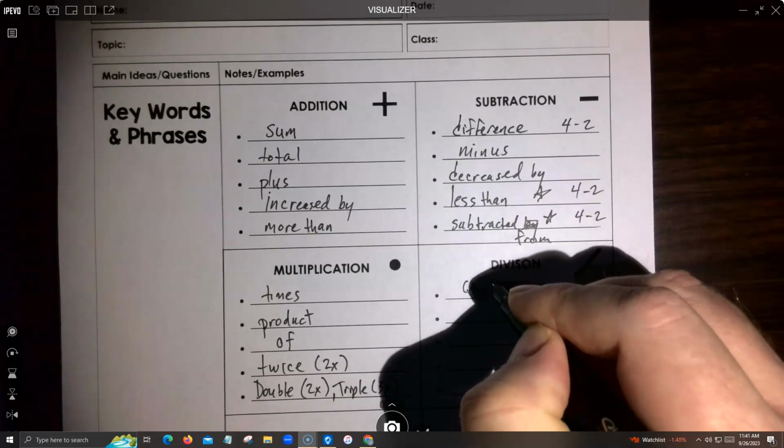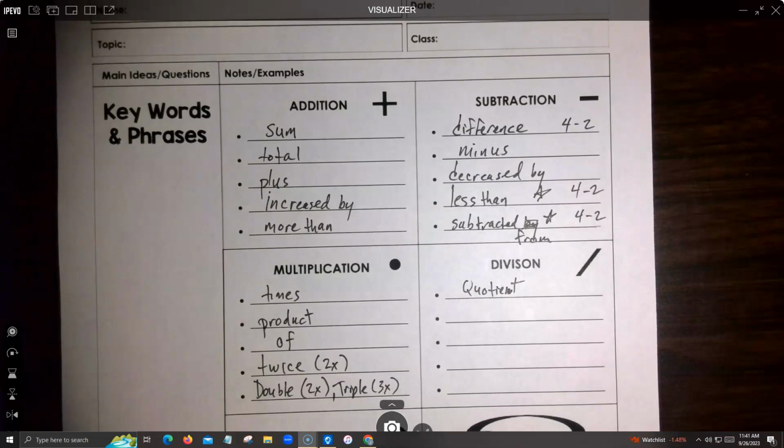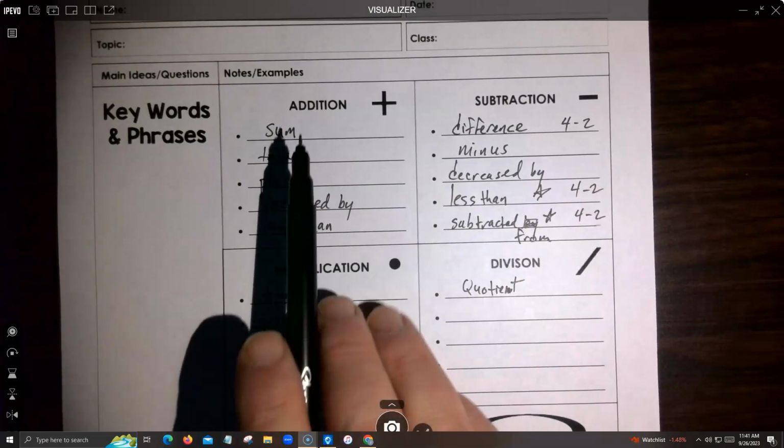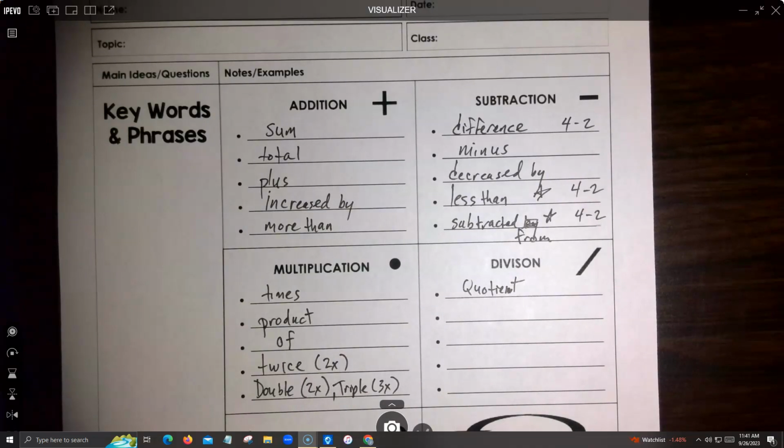Quotient. That's the key word. Quotient. For division. Again, the quotient of, and they'll mention 2 numbers. So remember, the keywords sum, difference, product, and quotient all require 2 numbers, or a letter and a number, or something. You need 2 of something.